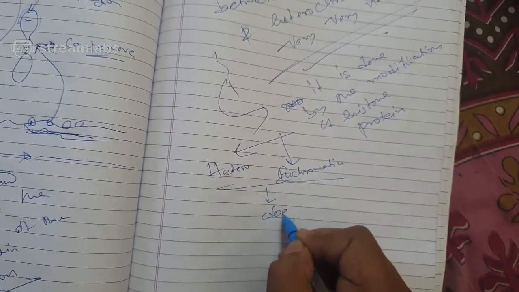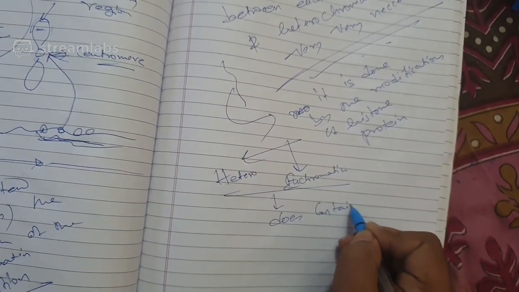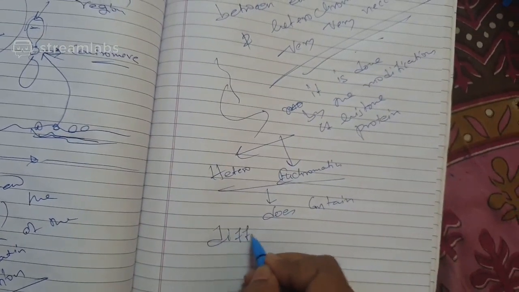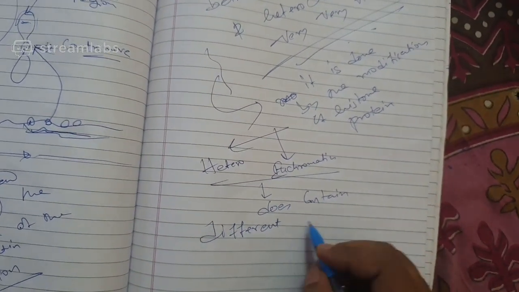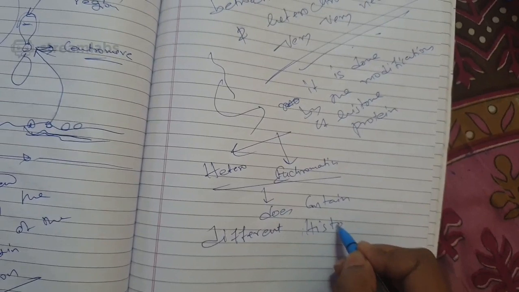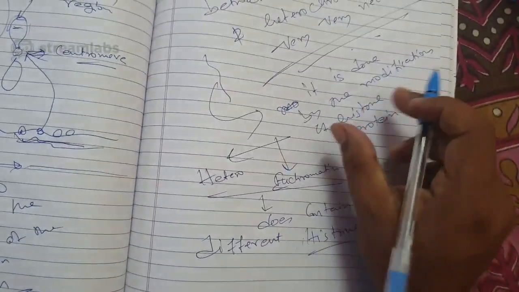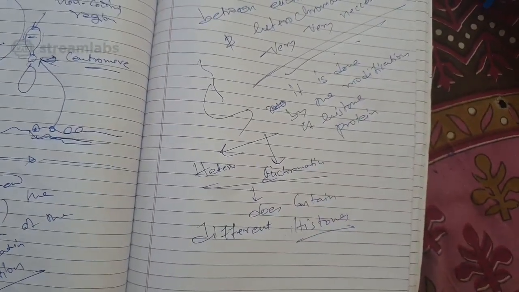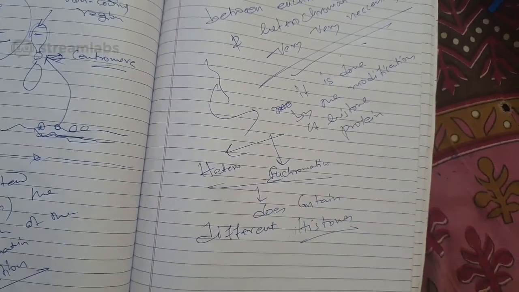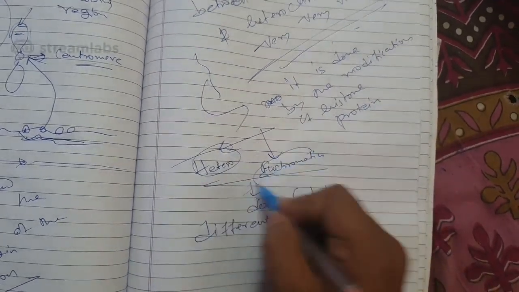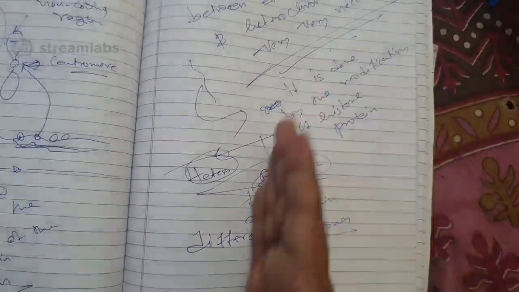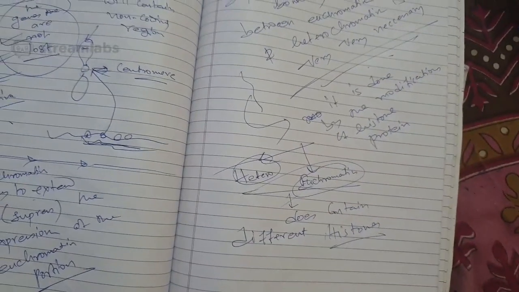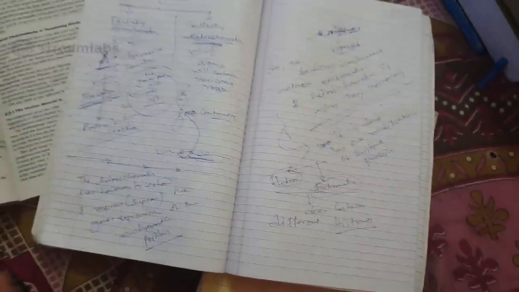do contain different histones, and this difference is created by the modification of the histone, a little bit of structural change of the histone: a different change in heterochromatin, a different change in euchromatin, and that way the boundary is maintained. So I hope that you have understood the eukaryotic thing entirely.